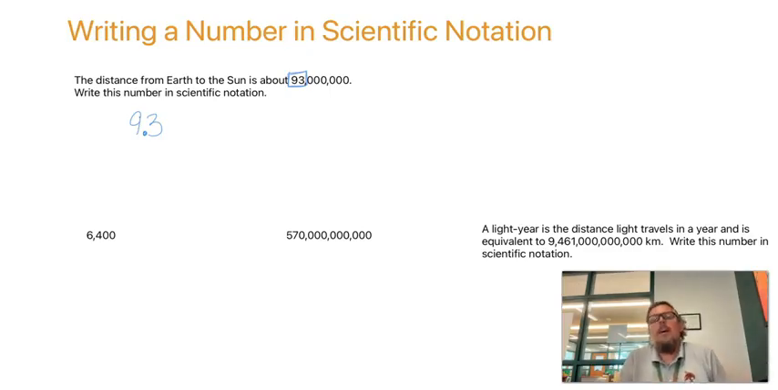Great. Now, obviously, 9.3 is not the same thing as 93 million. So here's where the rest of scientific notation comes in. We're going to take that 9.3 and we're going to multiply it by 10 raised to some power. And whatever the power is, it needs to be something that turns 9.3 into 93 million. And the way that we figure out what the power should be is just by counting.